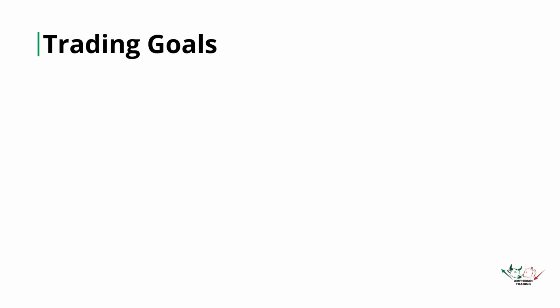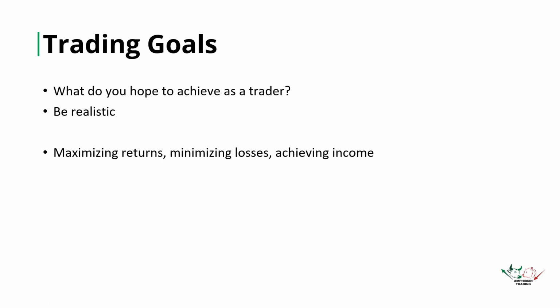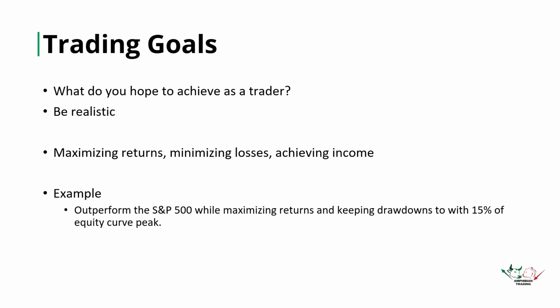Now, when you're thinking about your trading goals, it's important to have a clear understanding of what you hope to achieve, and at the same time, be very realistic about your goals, as this will help you to determine the type of investments that align with your objectives and your risk profile. Now, your goals might include something like maximizing returns, minimizing losses, or achieving a certain level of income or profit. For example, you could say, my goal is to outperform the S&P 500 while maximizing returns and keeping my drawdowns limited to within 15% of my equity curve highs. So in that example, that is a very clear and well-defined goal.